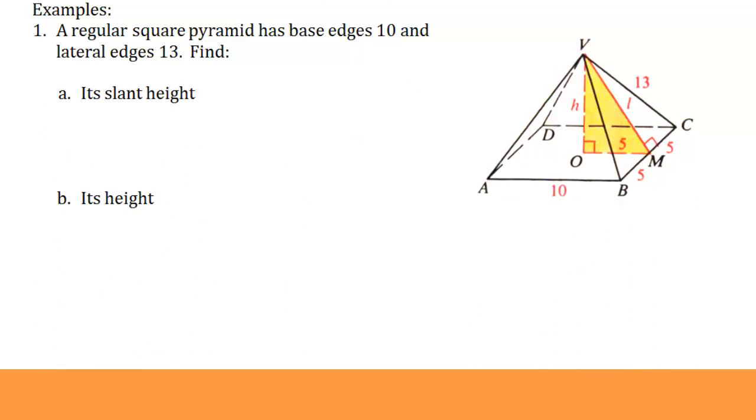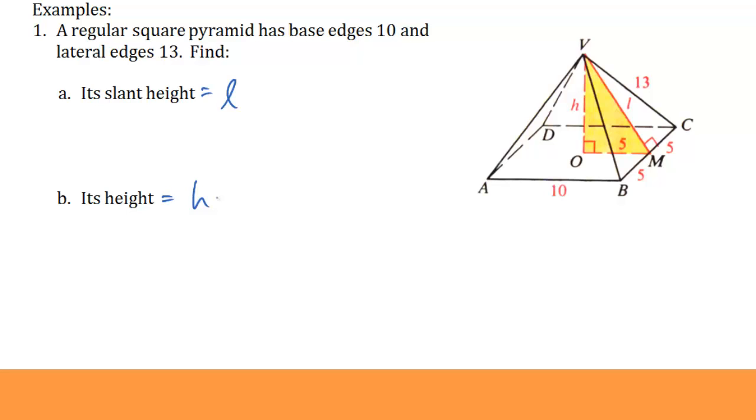Here's an example of one. This is a regular square pyramid. It's a square pyramid because the base is a square. And it has base edges of 10 and lateral edges of 13. That means the slanted edges that go up to point V are 13. The base edges of the square at the bottom are 10. So let's find its slant height, which remember is L. And let's find its height, the height of the pyramid, which remember is H.